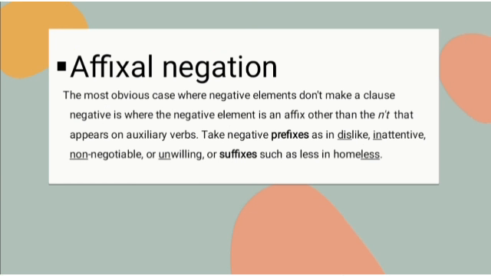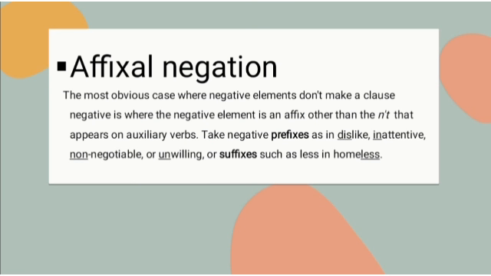Affixal negation. The most obvious case where negative elements don't make a clause negative is where the negative element is an affix other than the not that appears on auxiliary verbs. Take negative prefixes as in dislike, inattentive, non-reasonable, or unwilling, and suffixes such as less in homeless. We can use the construction shown in examples 2 to 4 to show that these affixes don't make the whole clause negative.